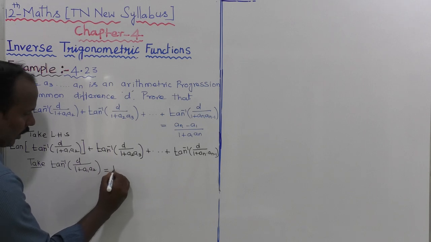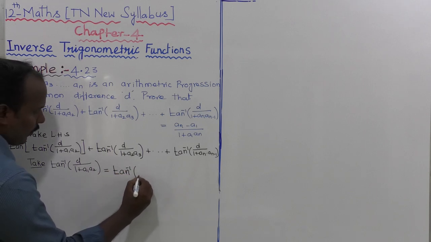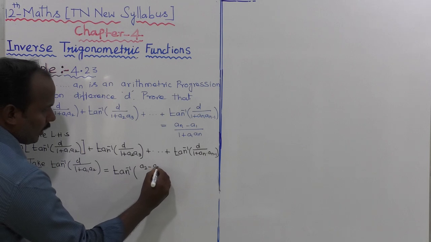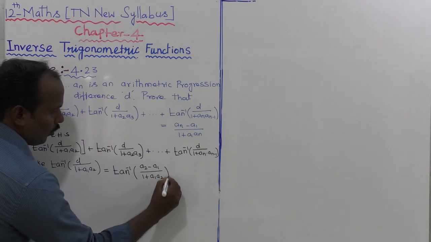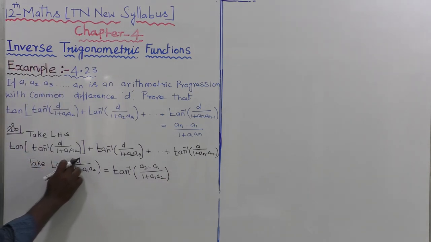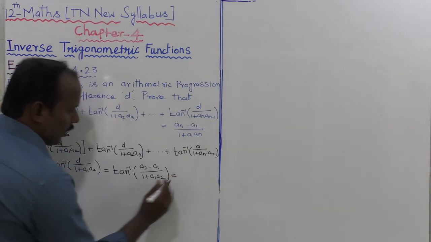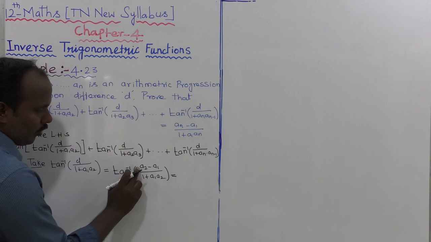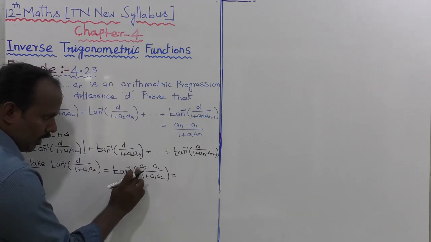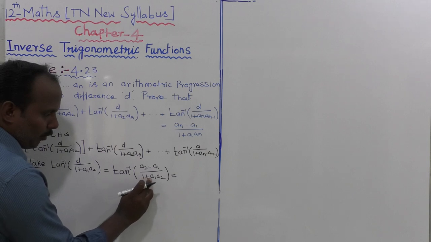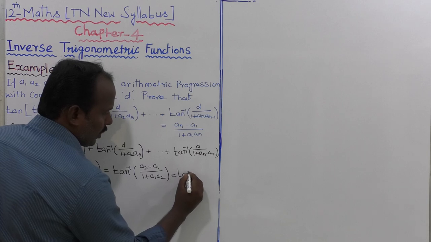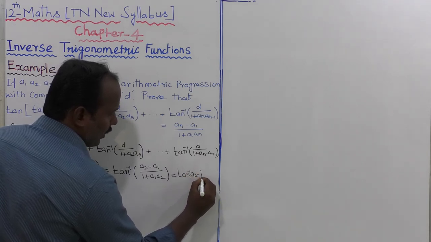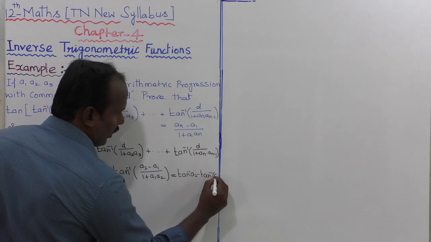So how can we write this one: tan inverse of A2 minus A1 divided by 1 plus A1 A2. Okay, so D is replaced by A2 minus A1. We have studied this in the 10th standard. So that is equal to this formula: tan inverse of A minus B divided by 1 plus AB. So that is called the formula of tan inverse of A2 minus tan inverse of A1.